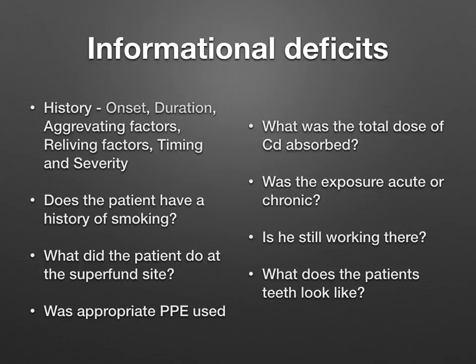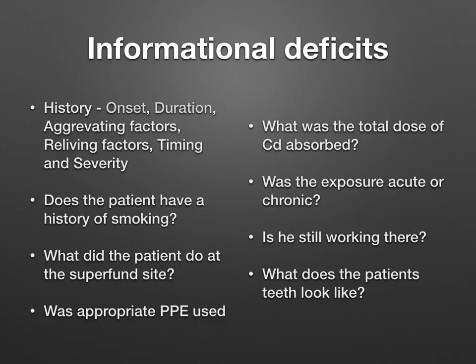So let's talk about some of the information deficits we had on this case. Starting with the history, we don't know the onset, the duration, or what makes his problems worse. Is there anything that helps his symptoms? How often does he have these symptoms, and what's the severity? Another question I would like to know is if the patient has a history of smoking. If he does, this could increase the chance that COPD could be the cause.